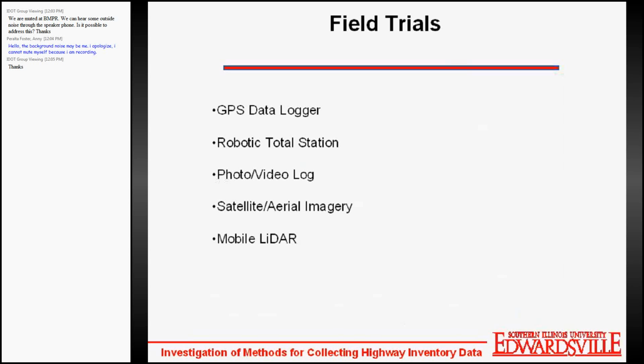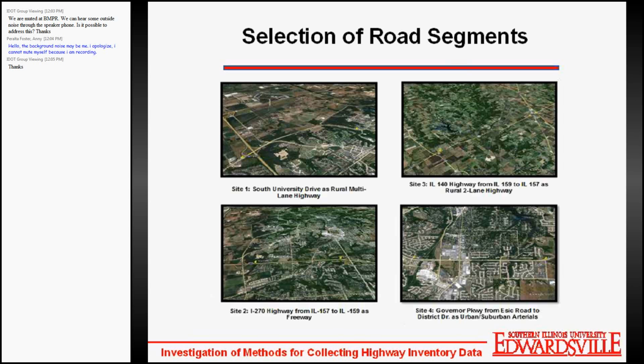Good afternoon. On the basis of our literature search and the survey, we identified different types of technologies to explore, and we conducted actual field trials of those: a GPS data logger, a robotic total station system, a video log system, deriving data from available satellite or aerial imagery, and using a mobile LIDAR system. For our field trials, we identified 4 different types of road sections to evaluate the systems on. One was a multi-lane rural highway here on campus. It's a 4-lane divided highway, low-speed traffic.